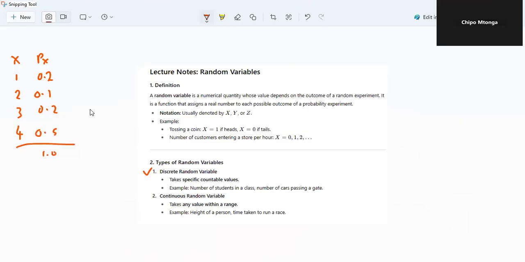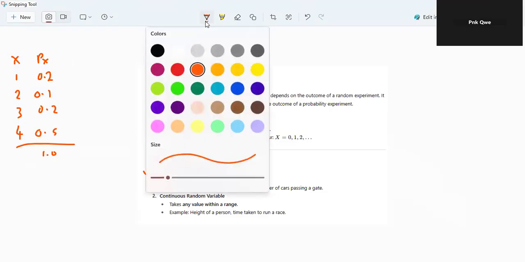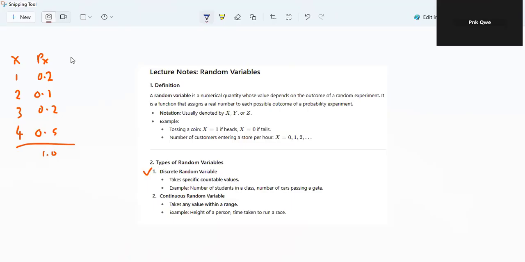To find the mean, the formula for the mean is simply the summation of x times p(x). So we multiply this column, the x times the probability. This is simplest to find. What we want to find is the mean, which is also called the expectation. 1 times 0.2 is 0.2. 2 times 0.1 is 0.2. 3 times 0.2 is 0.6. And 4 times 0.5 is 2.0.